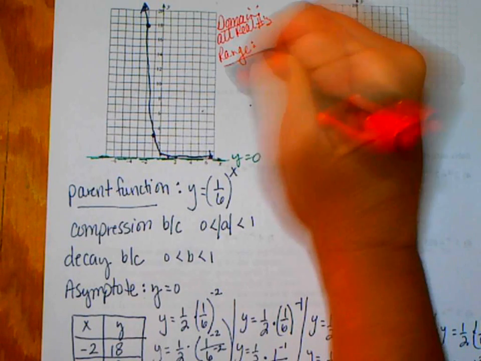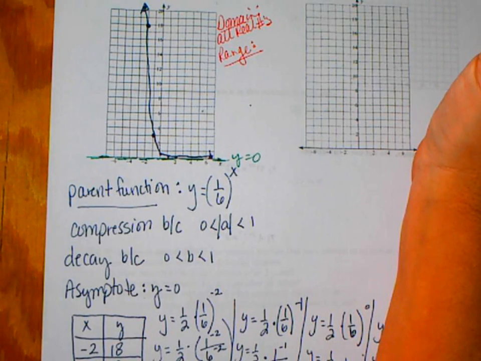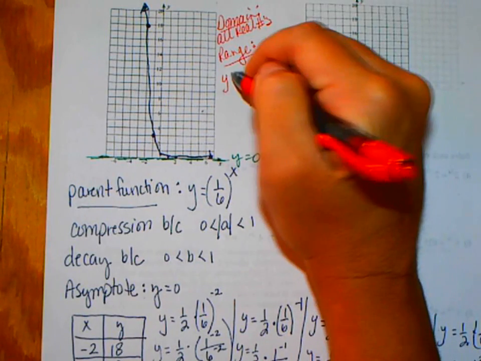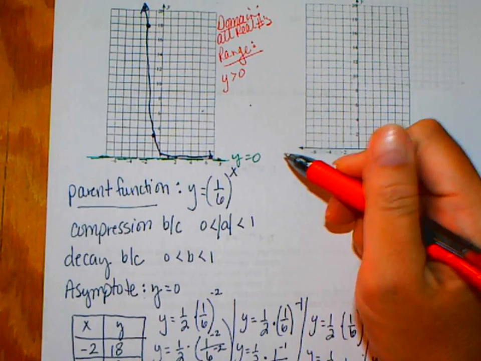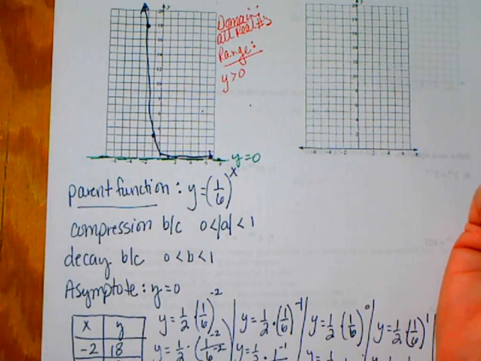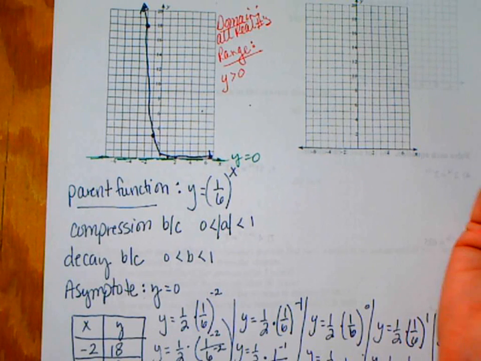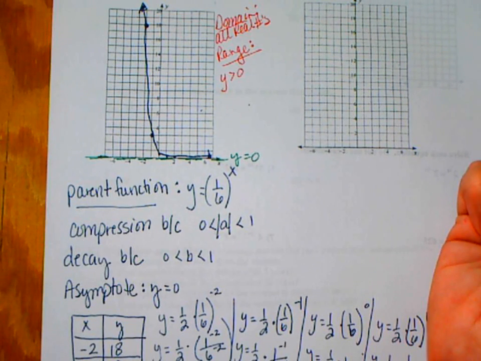What's my range going to be? All possible y values. It's going to be what? Y has to be greater than 0, or all real numbers greater than 0. If our asymptote is at y equals 0, you can't have any y values at -2, -5, -20. You can't even have a y value at 0. So all real numbers greater than 0, or y is greater than 0.